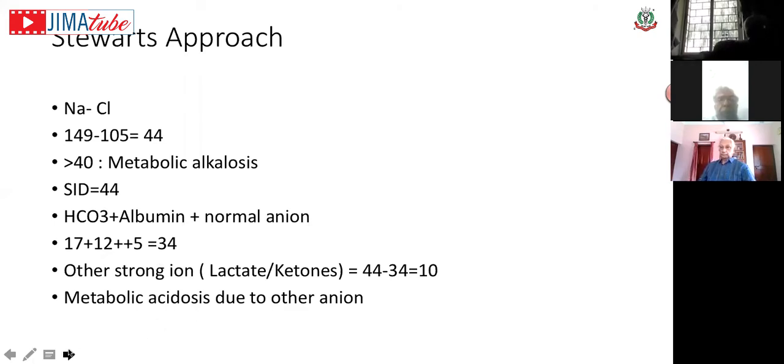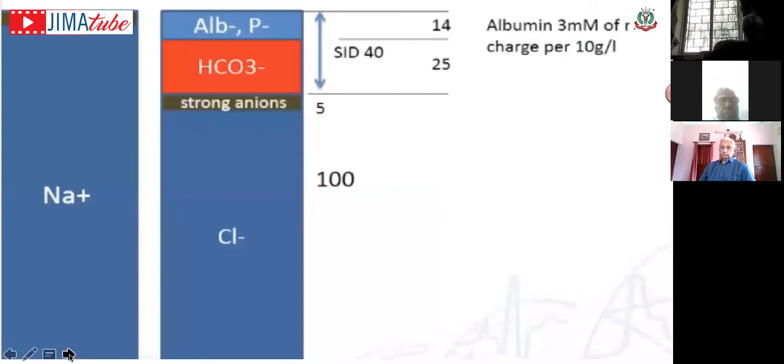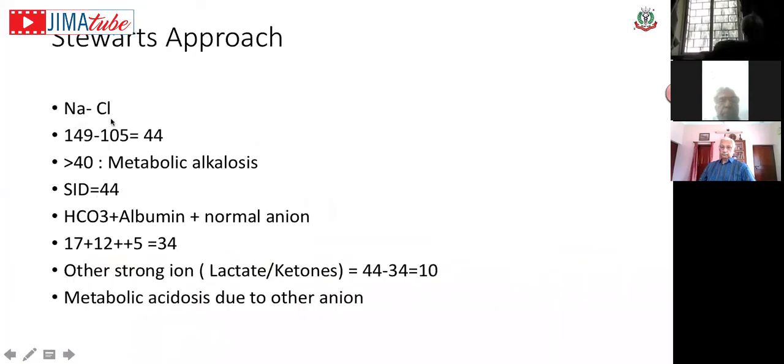The respiratory component you have to deal with separately by looking at pH and PCO2. So for this I have to look at pH and PCO2, but for these two, I just need the sodium, chloride, and bicarb, and I would be able to know that. I think this is a much easier way. The chloride is not being done very routinely, so that usually becomes an issue.